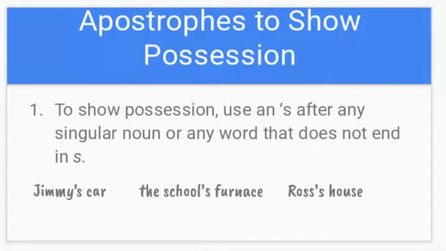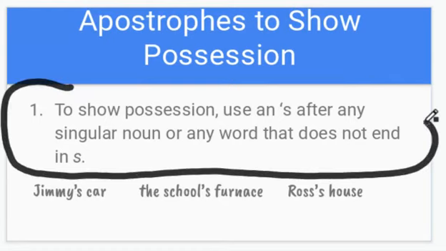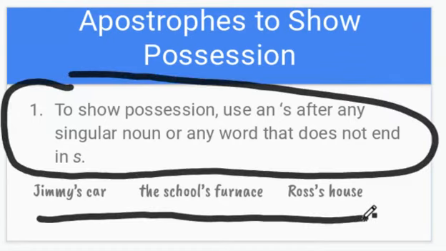So, write this down. And then you're going to pick one example to write down. So to show possession, use an apostrophe S after any singular noun or any word that does not end in S. So any normal singular noun, that means just one noun, or any word that doesn't end in S, use apostrophe S. Okay? So Jimmy's car, school's furnace, Ross's house.